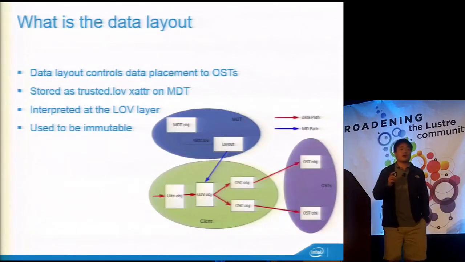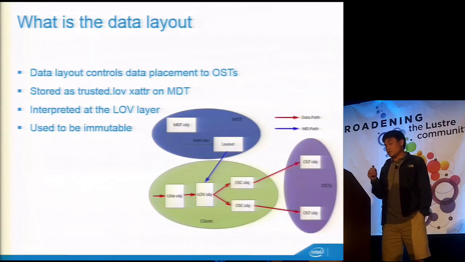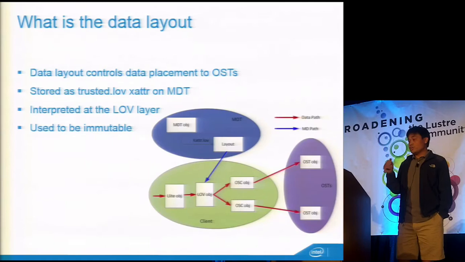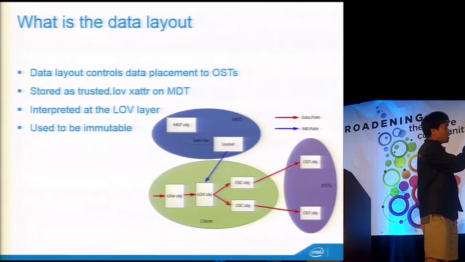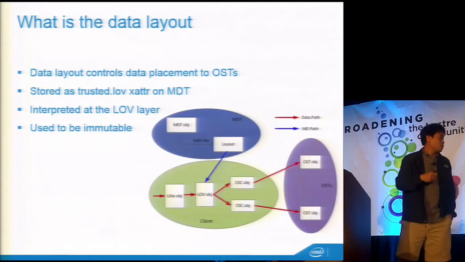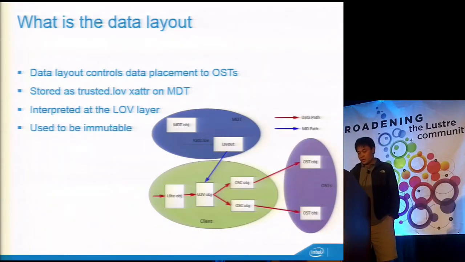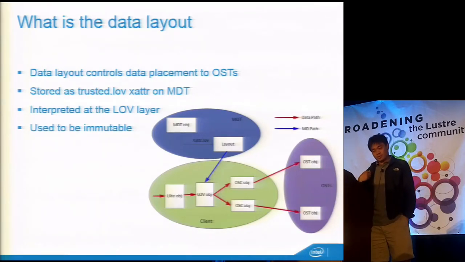Okay, first of all, what is data layout? In case some of you don't understand what data layout is: data layout essentially controls the data placement on OSTs. It is stored along with MDT objects as an extended attribute, which will be interpreted at the LOV layer to control the data path. If you can see the diagram, the red lines are the data path, which is controlled at the LOV layer by the data layout to reach the right objects on OST. Data layout used to be immutable after setting, so you can't change your data layout later on. We're going to change this.